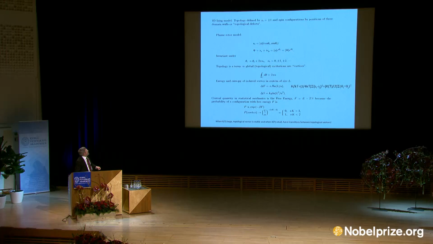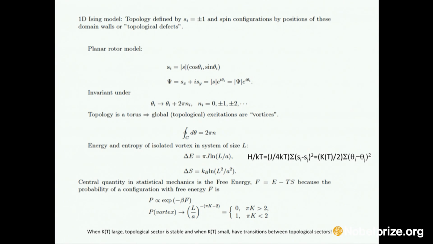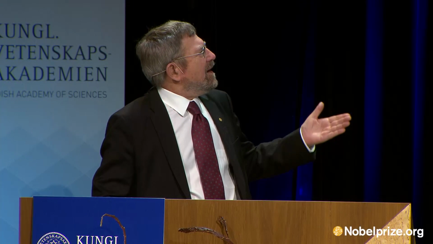Now, let's go back a little bit and ask, what are the consequences of this? Suppose we consider a large system, and let's consider an isolated vortex. Just put an isolated vortex in the system and let's calculate the energy. The system is an L by L system. The energy of an isolated vortex in this system is just proportional to the logarithm of the system size. It's log L over A, where A is some microscopic cutoff, like a lattice spacing or the vortex core size, something like that.